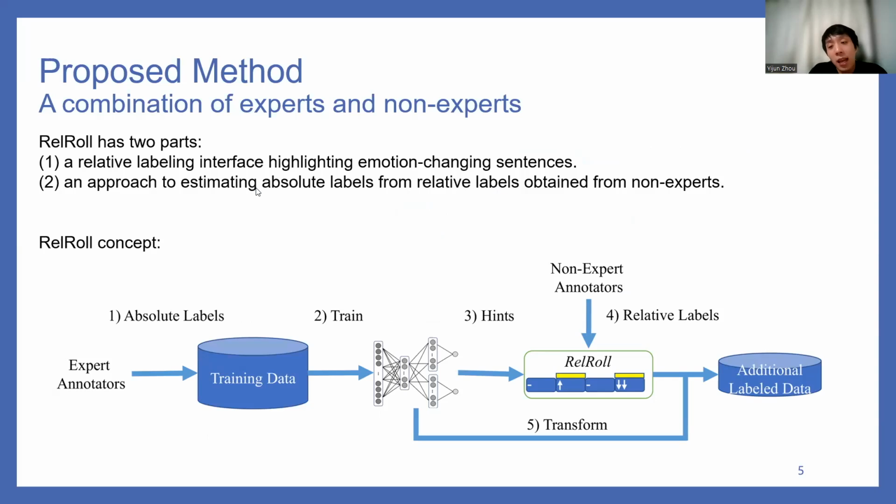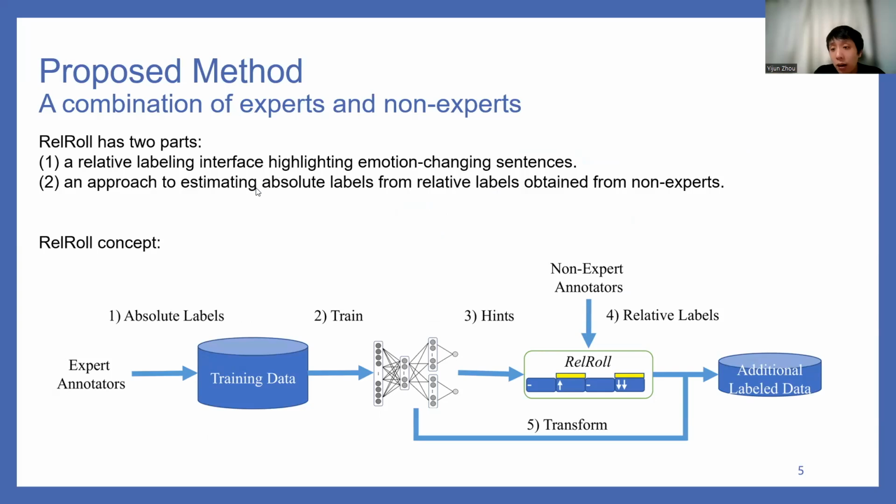If we try to get non-experts involved, we should lower the difficulty of the original task. Then it leads to two parts of RelRoll. The first one is a relative labeling interface highlighting the emotion-changing sentences. And the second part is an approach to estimating absolute labels from relative labels obtained from non-experts.